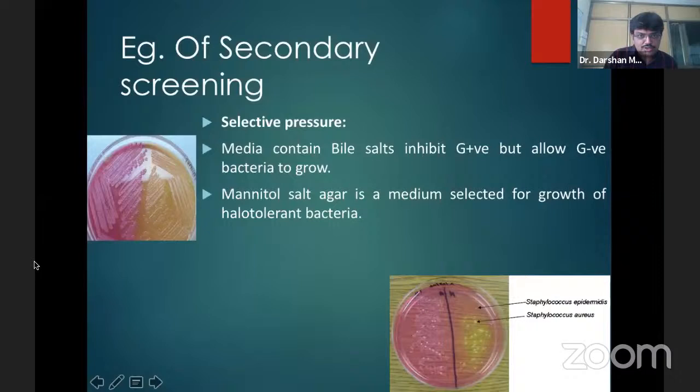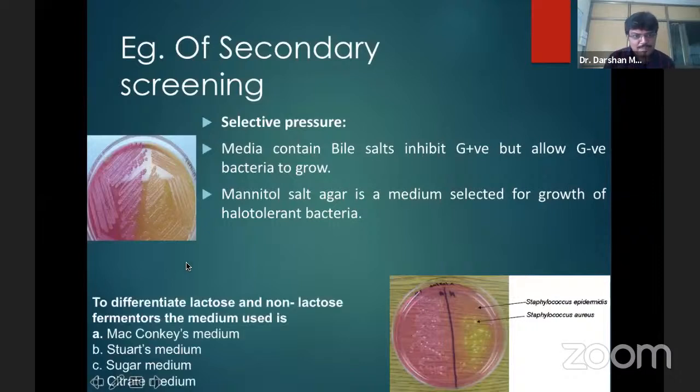Fine. So try to understand that this is a particular media known as mannitol salt agar, and this particular media you can utilize for the growth of halotolerant bacteria. MacConkey is there, and you utilize MacConkey for the purpose of separation of gram positive and gram negative. There was a question to differentiate lactose fermenter and non-fermenter. What is the answer? Yes, the answer is MacConkey. Many of you have written. No, it is not all of this.